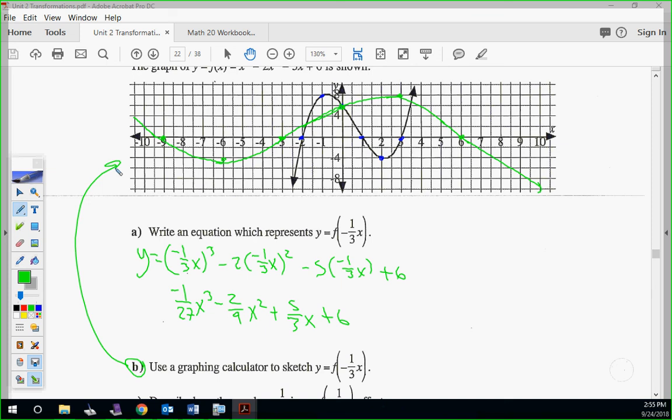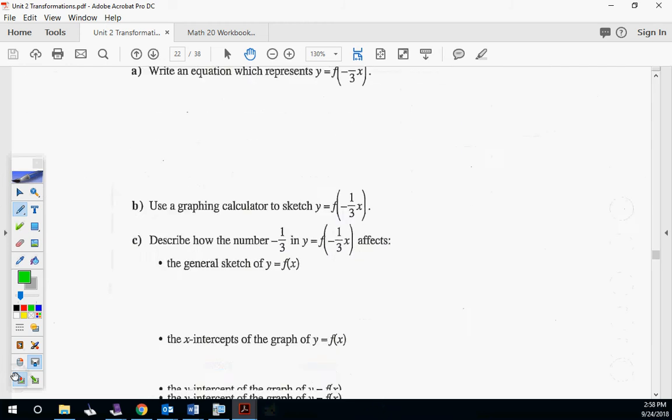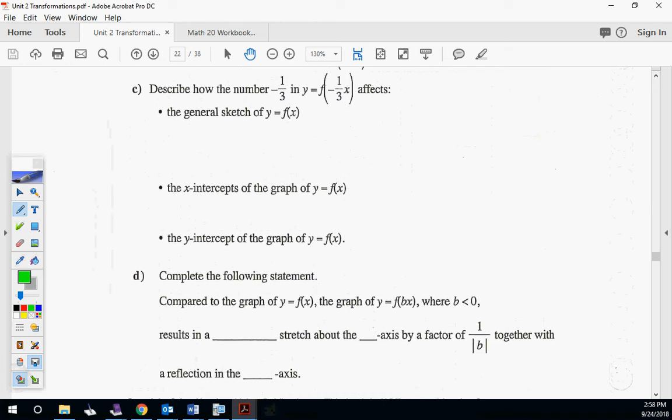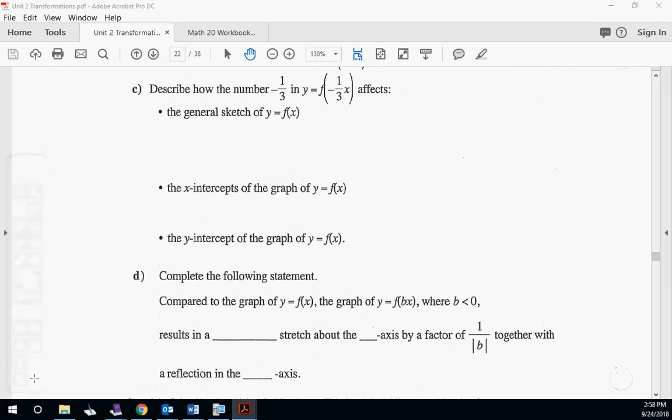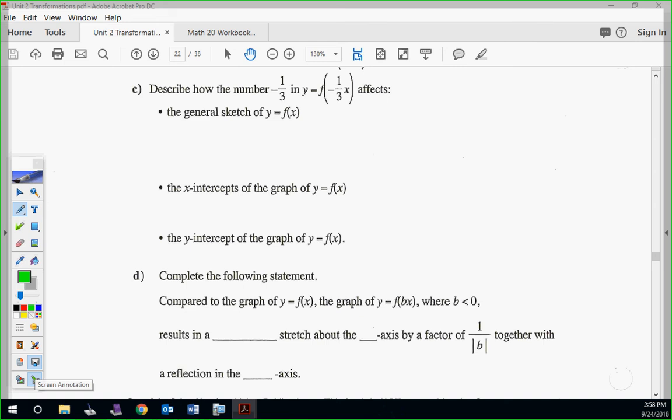Any questions so far? Doing okay? Okay. So then, let's finish this out then. So the general sketch here of what we just did there was a horizontal stretch.